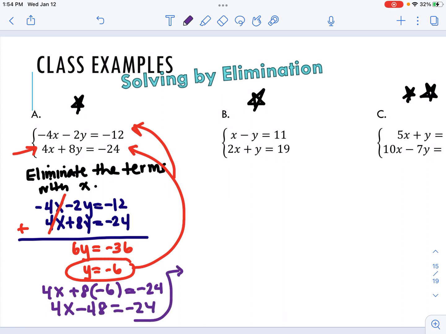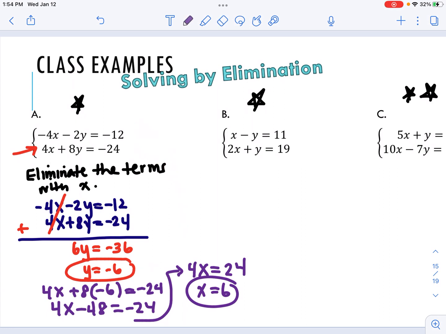I'm running out of room. 4x is equal to, what is it, -24? Positive 24, sorry. X is equal to 6. So here we have our solution. All right, I'm going to try to make myself room. My solution to this system is 6, that's my x, and my y is -6. That's the point at which those two lines will intersect. All right, let's do example B.